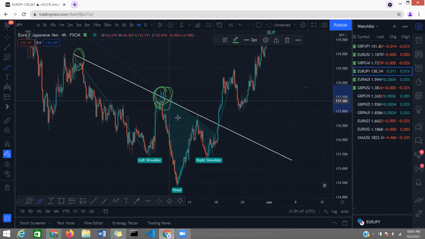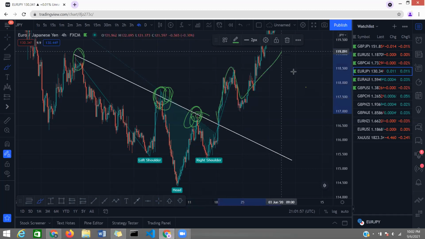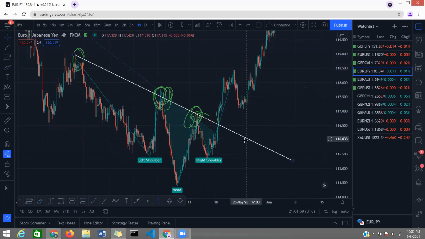This is where it interacted with the head. This is where it interacted with the right hand, right shoulder, right? And then as we had the break of structure, price now started moving upwards from there. Okay, and then if you can combine this idea that you have right now.